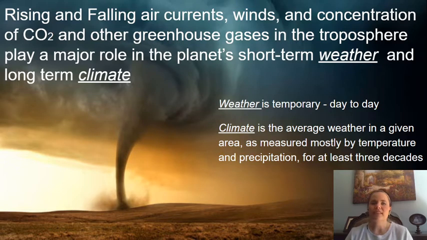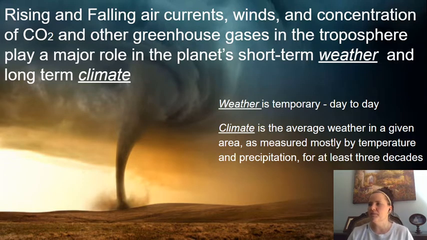So, rising and falling of air currents, winds, and concentration of carbon dioxide and other greenhouse gases in the troposphere play a major role in the difference between weather and climate. You do need to be able to accurately talk to somebody about the difference between weather and climate. Weather is what it is right now. Like the weather today, I feel like it's beautiful. It's sunny. It's a little cool, but not exceptionally cool. I feel like it's in the 50s.